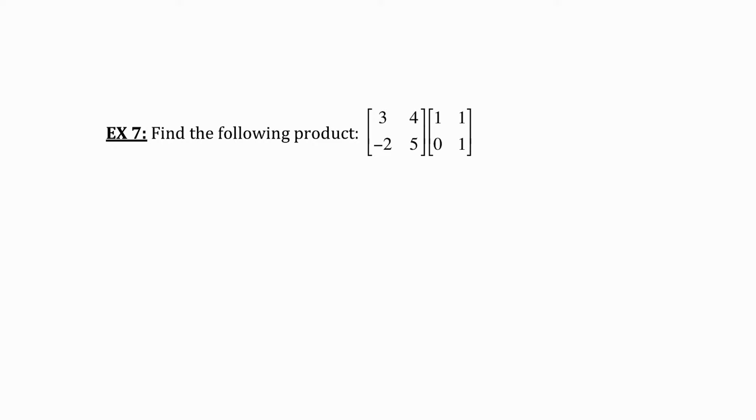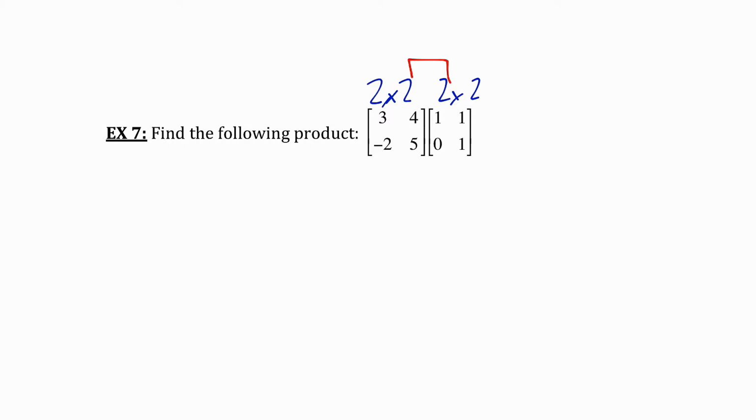All right, let's try these with a couple different dimensions. So, example 7, find the following product. We've got a 2 by 2 matrix here, and another 2 by 2 matrix here. Again, we have to make sure we're paying attention. Are the middle two numbers, the number of columns of the first matrix and the number of rows of the second matrix, the same? Sure. In fact, this time, all the rows and columns of the matrices have the same dimensions.